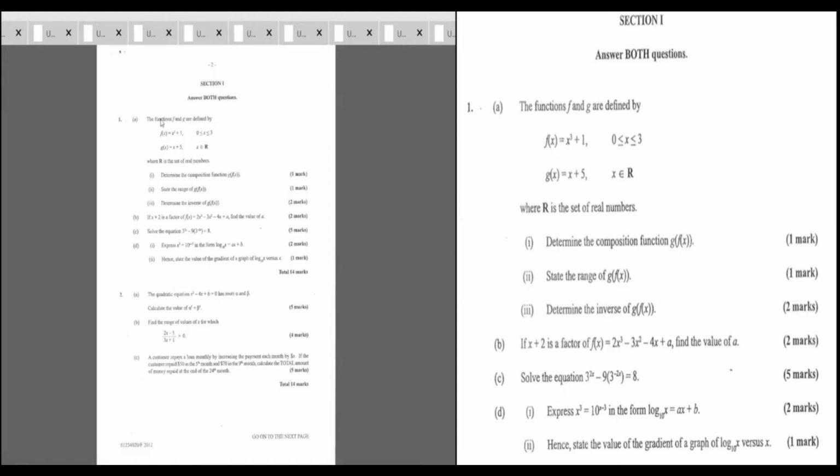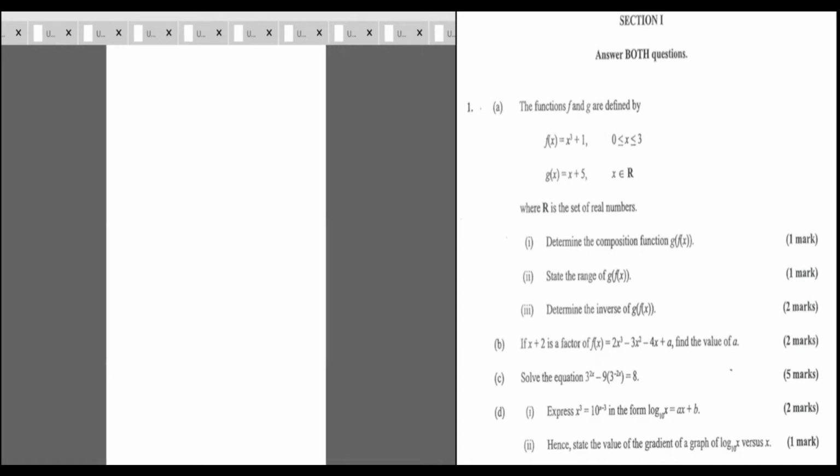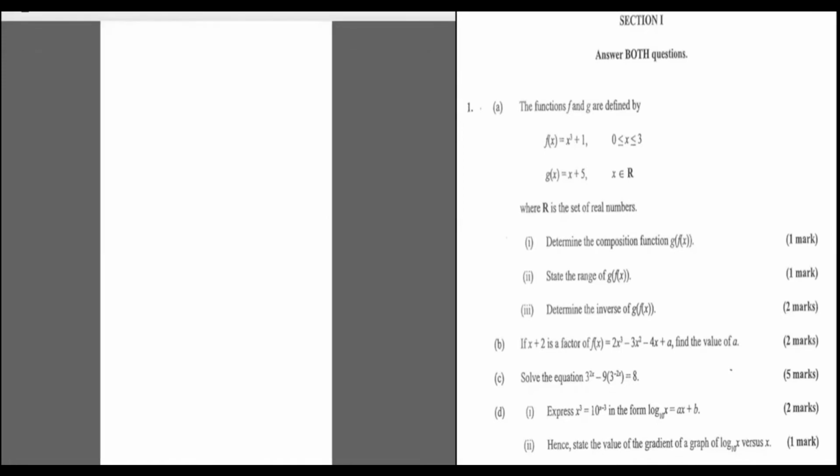So it says the functions f of x and g of x are defined by f of x is x cubed plus 1, but f of x is defined between 0 and 3, and g of x is equal to x plus 5. And then it says, where R is the set of real numbers, determine the composite function g f of x. So the composite function g f of x means we're putting f into g. That's all it means. So let's do that.